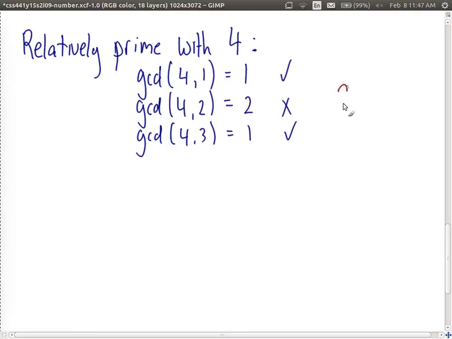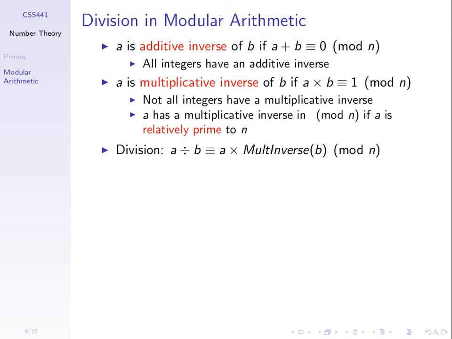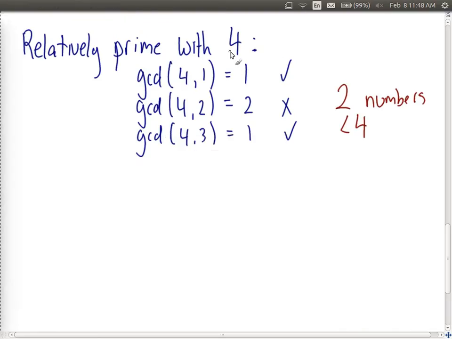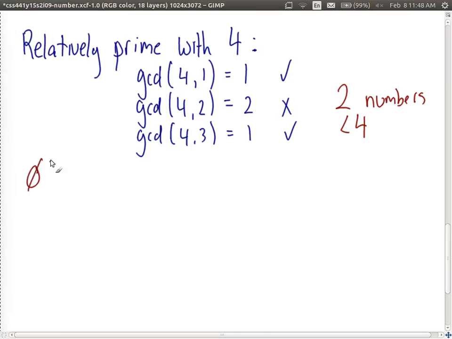So two numbers less than 4 are relatively prime with 4. The count of numbers. And we have a special name for this. The number of numbers less than n which are relatively prime with n is called Euler's totient function, spelt E-U-L-E-R-S. So the totient, easier to say, of n is the number of numbers less than n which are relatively prime with n. The totient of 4 equals 2.